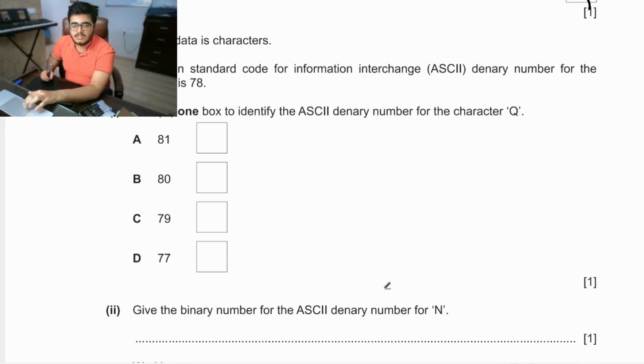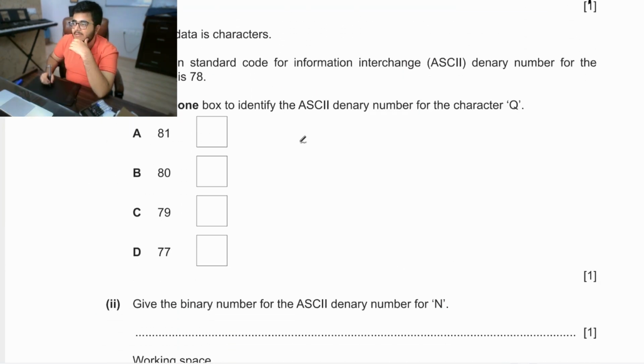Moving on to the next question. The next question says that ASCII, which is the American Standard Code for Information Interchange, is a character set. ASCII uses N, and N is 78. Now we need to find the ASCII equivalent of Q.